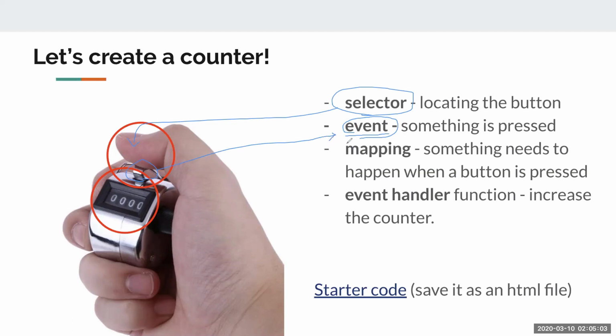And then mapping. The event handler is more of what happens when you press the button. So when you press the button, it's going to increase the counter. And the mapping between these two is the mapping. Yeah, so those are 4 concepts, and then we did this in pure JavaScript.